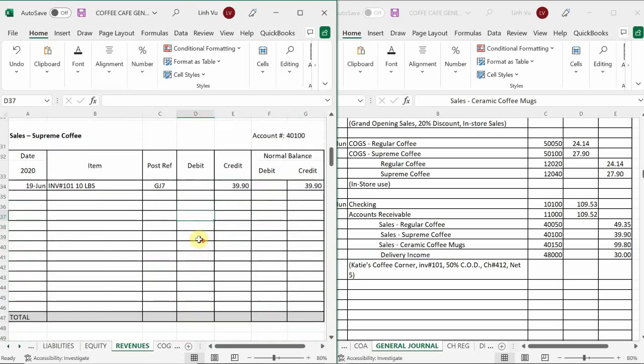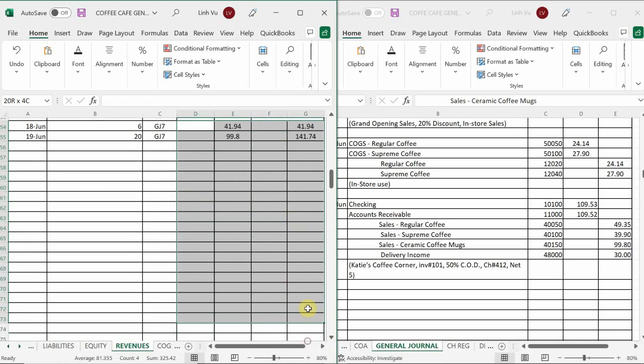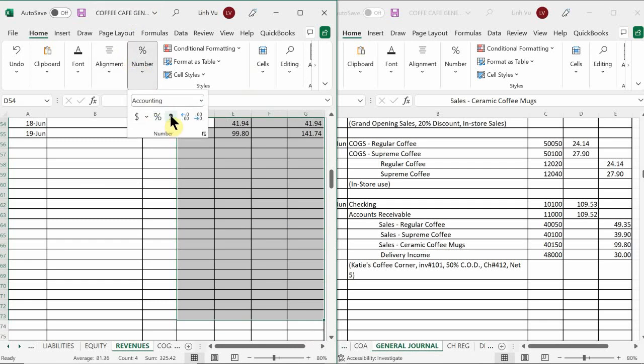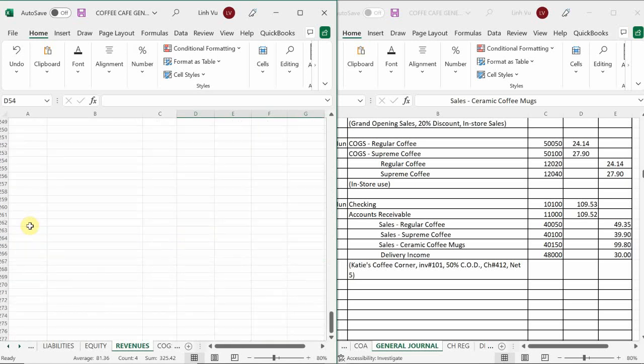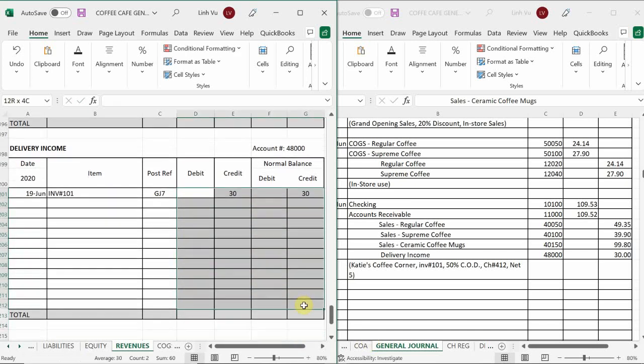Okay. And then one last sale, it's ceramic coffee mugs. How many did you sell? It's 20 pieces. It's page 7, and total is $99.80. So you have a grand total of $141.74 in your sales. Okay. And then we also have to add the delivery income of $30 on the revenue. Delivery income. Yes. It's invoice 101, page 7, and it's $30 credit. Good.